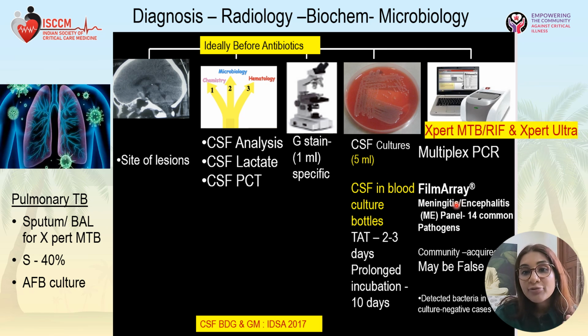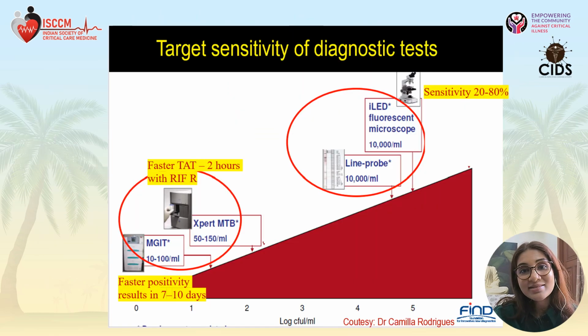And the FilmArray panel, which is the meningitis encephalitis panel, which commonly detects the 14 common pathogens, does not detect TB. So CSF should be sent for the Xpert MTB/RIF or the Xpert MTB/RIF Ultra, which can help in a faster diagnosis. And in fact, the molecular assays have been the game changers in the diagnosis of tuberculosis.